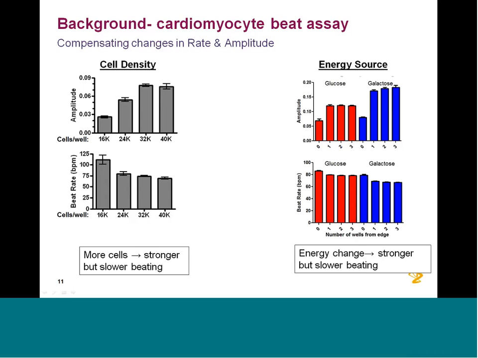And going back up to the top, you can see that the edge rows beat with lower amplitude and higher rate. Again, just as you would expect. And that's true whether it's glucose or galactose. Now, we don't use edge wells in our experiment, but as I will now explain in the next slide, it would be fine to do so, I think. And here, let me show you why.